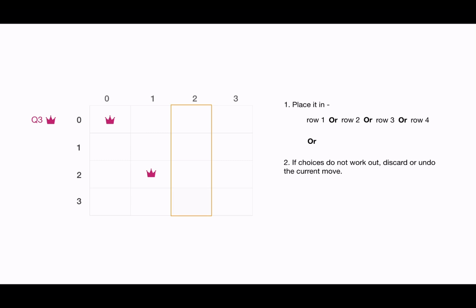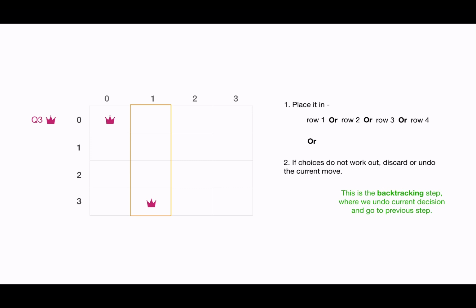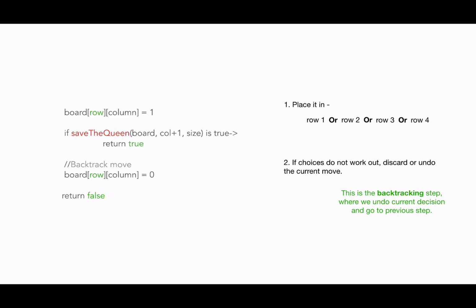So in this case, none of the choices is working out. So we will go back and revert our decision for the cell, because putting the queen in the cell is not working out. So we will undo this decision by marking the cell with 0, and we will move on. This is called the backtracking step, where we undo the current decision and go back to our previous step.